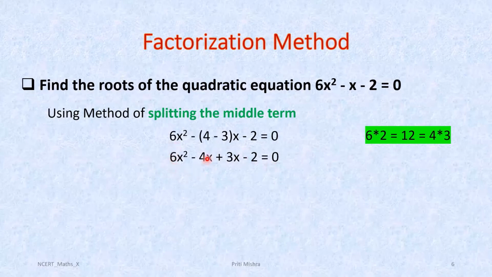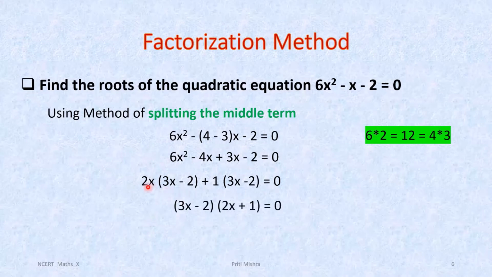Now we will take common from these two first terms. Here 2x is common. After taking 2x as common, we are remained with 3x minus 2. And just like this, from these two terms, we are having 1 as common, nothing else. So 1 into 3x minus 2. Now 3x minus 2 again we are having in common, and 2x plus 1 is equals to 0.